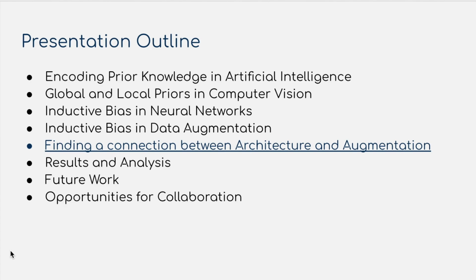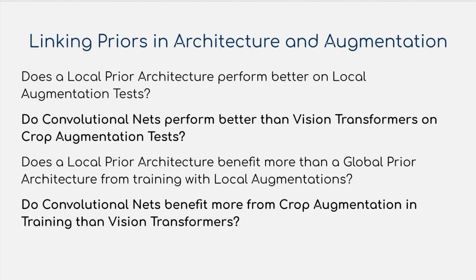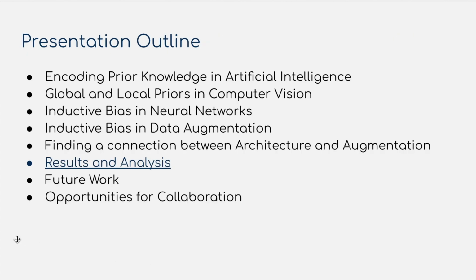The motivation of our experiments is to find a connection between the inductive priors in neural network architecture and data augmentation. We defined how they both use global and local biases to guide the solutions in computer vision tasks such as image classification. So here are some motivating questions. Does a local prior architecture such as a convolutional neural network perform better than a global prior architecture like the vision transformer on a local augmentation test, so on the crop augmentation test? And we use cropping for our local augmentation test, and we use Gaussian noise as our global augmentation test. And we also use a rotation augmentation test to sanity check the use of global local terminology in our experiments. With that introduction, we'll get into the experiments that we performed for this paper.